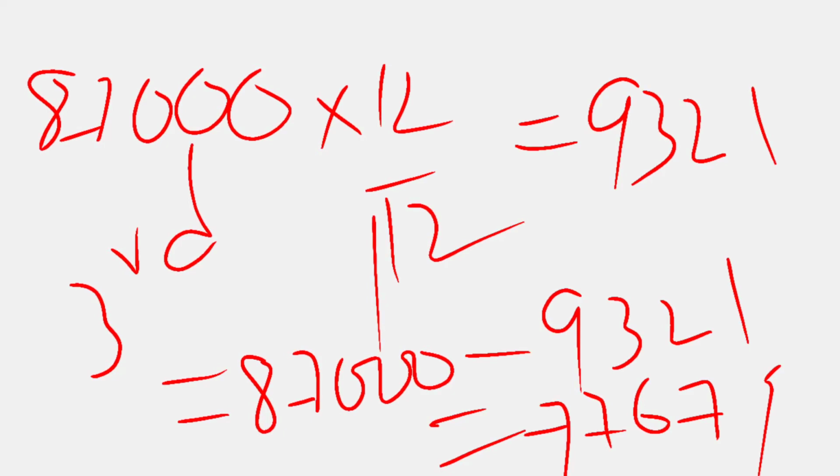77,679. So this is the cash price at the end of the third installment. So same again for the second installment. Now we will calculate it here. What is the second installment? So second installment, just a minute. So just a second. So I took the second installment.